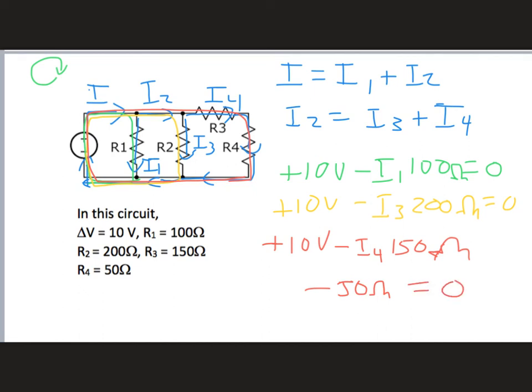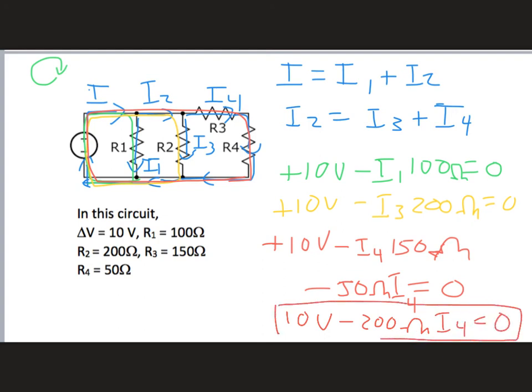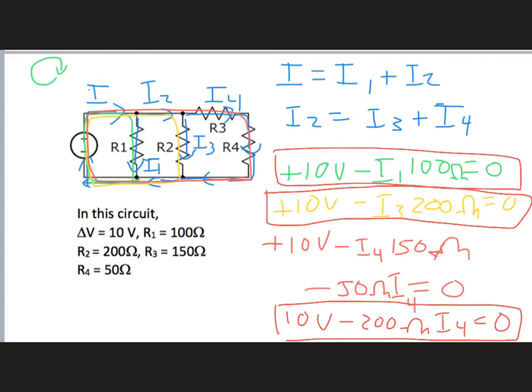And look at what I have here. This equation only has one unknown, this equation only has one unknown, and this equation only has one unknown. Oops, I'm missing an I4 here. So I can put that in, that's I4 there. And so these two terms combine, and I can rewrite this equation as 10 volts minus 200 ohms times I4 equals 0, and that equation is easily solved because it only has one unknown. This yellow loop equation is easily solved because it only has one unknown. This one is easily solved because it only has one unknown. And then once I have I1, I3, and I4, I can solve for I2, and then I can solve for I if I need it.